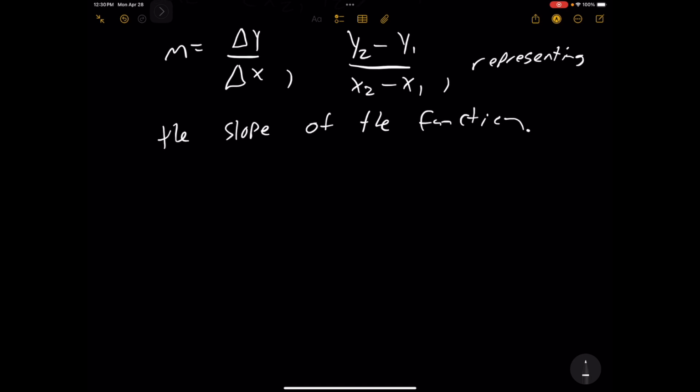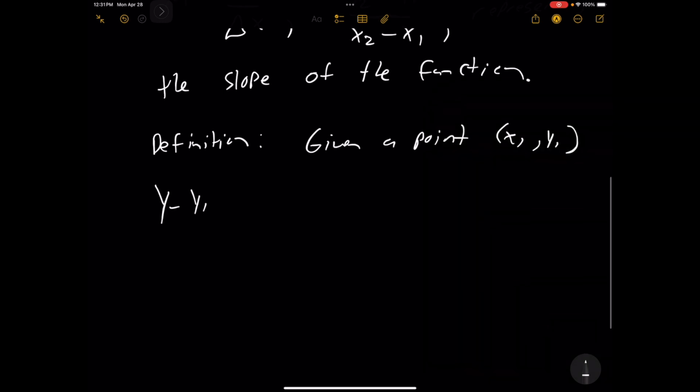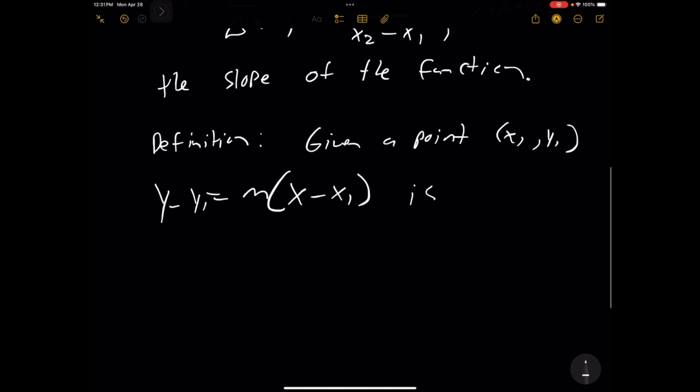One more definition. Something useful to keep in mind is that given a point, x1, y1, another way to represent the line is to write y minus y1 is equal to m times x minus x1. And we call this point slope form.